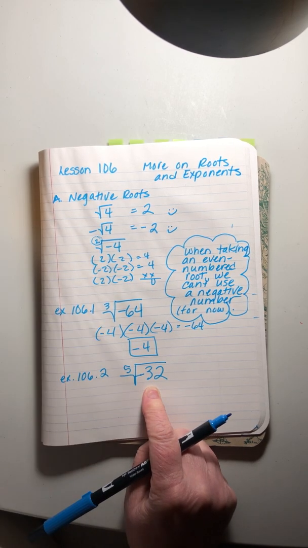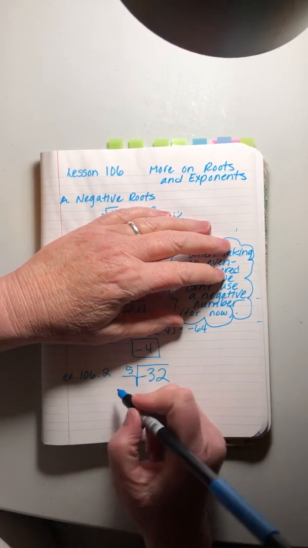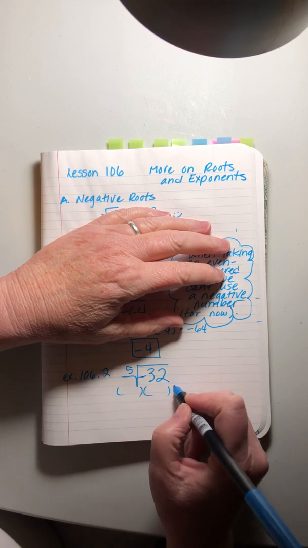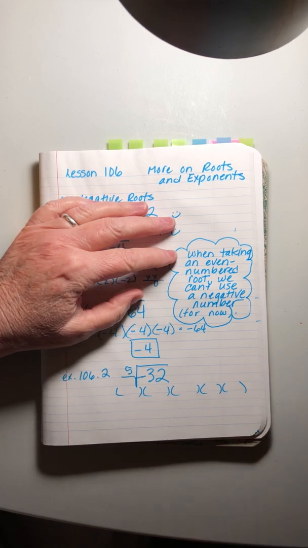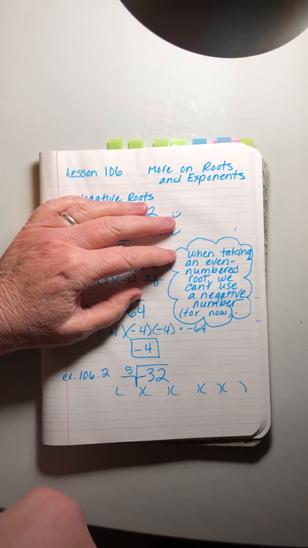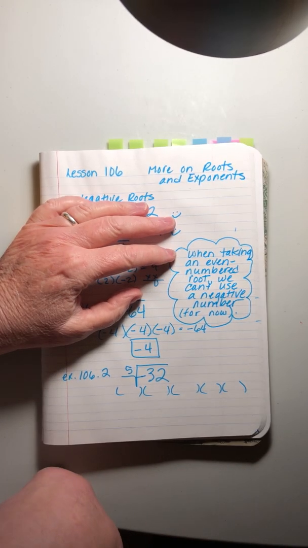5 is an odd number. Okay, so we should be fine. So we're looking for a number multiplied by itself 5 times that gives us 32. Lucky for you guys, I play that game 2048.